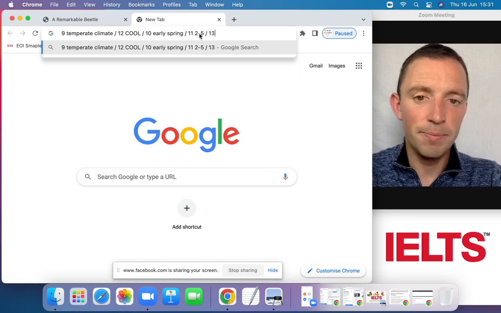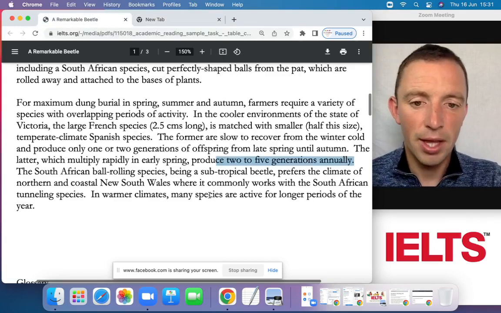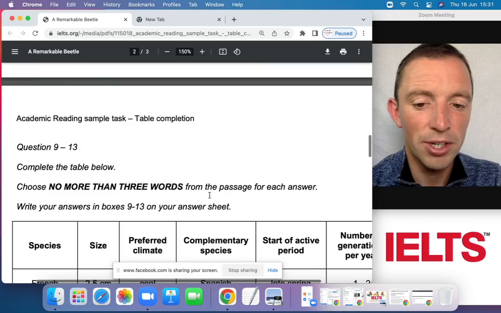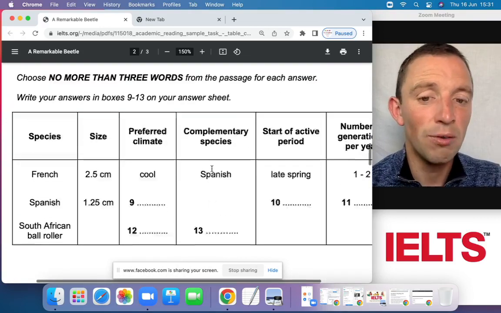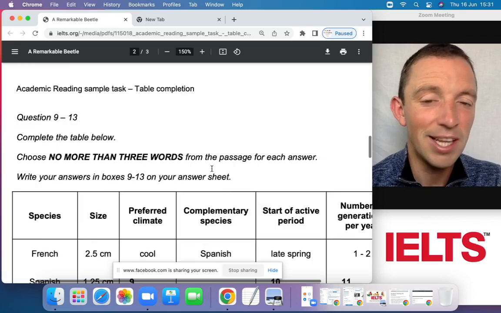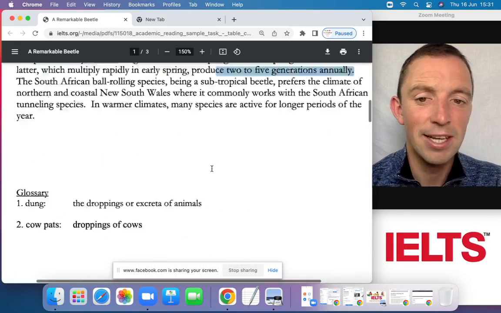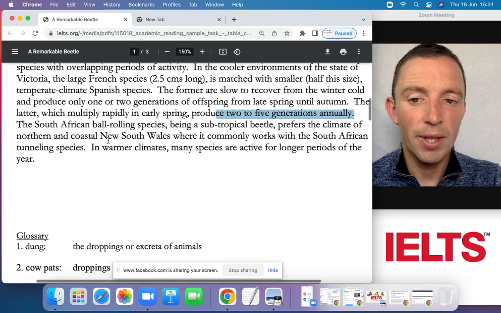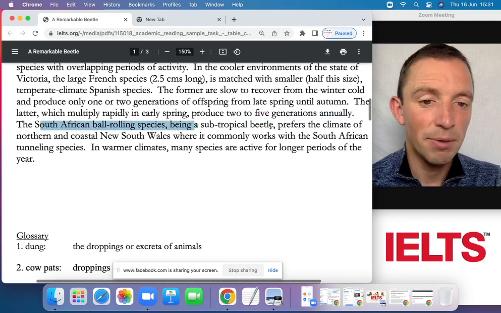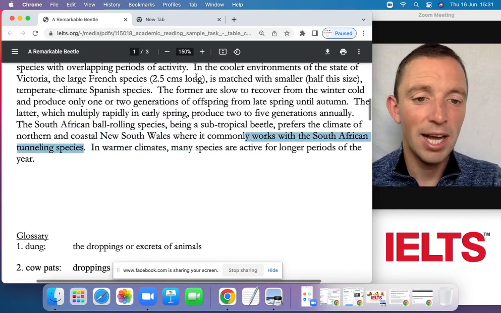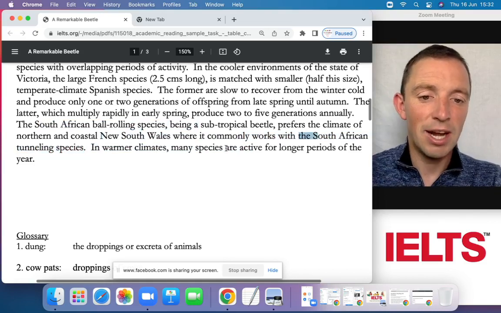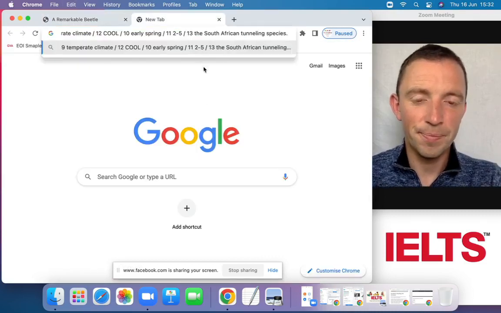Number 13 is here. And what is the question for number 13? The complementary species for the South African ball roller. What is the complementary species? I think already we have seen this in the last sentence. So the South African ball rolling species prefers the climate, okay, where it commonly works with the South African tunneling species. So therefore, I think that's the partner. And the correct answer is the South African tunneling species for number 13.